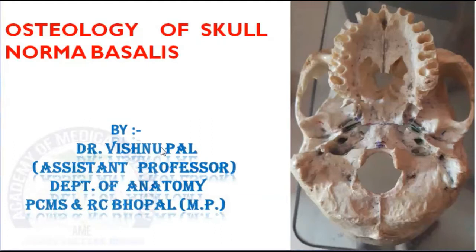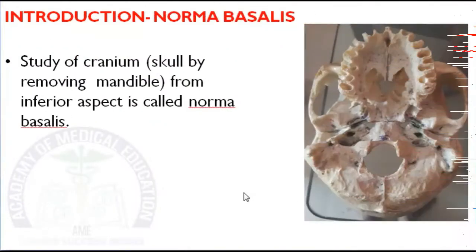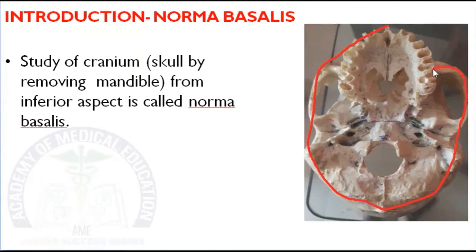So in this lecture we will discuss what structures are present, what foramens are present and what structures pass through them. Introduction to Norma Basilis: study of a cranium skull by removing the mandible from inferior aspect is called Norma Basilis view. So you are seeing that this complete view is called Norma Basilis view. This is the Norma Basilis that we will study.